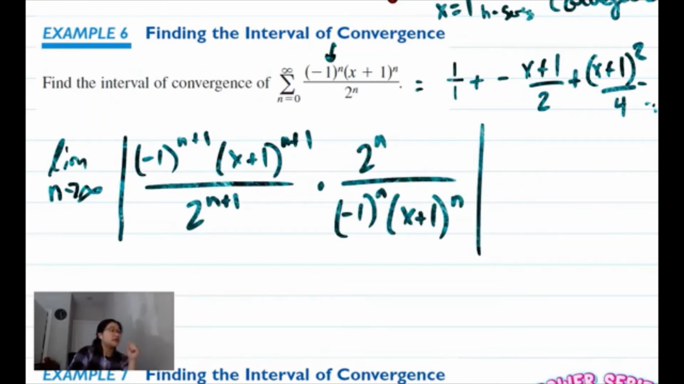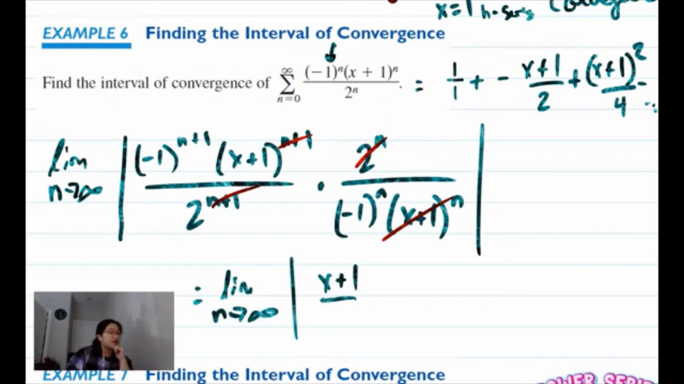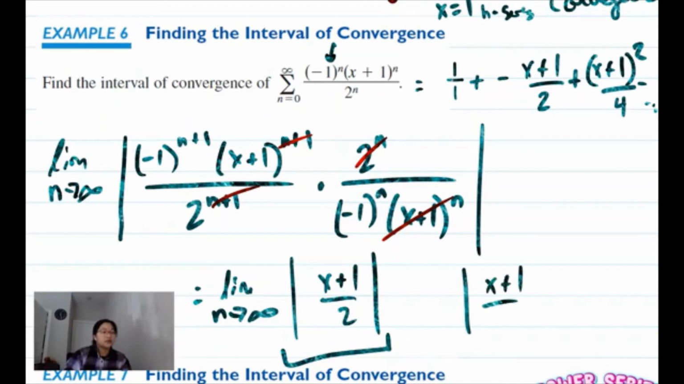And what is happening? Well, those cancel out, those cancel out. And we have the limit as n approaches infinity of the absolute value, so that means all those signs go away, of (x+1) over 2. Now when is that... Oh, that doesn't depend on n anymore, does it? No, not at all. So now we can look at the absolute value of (x+1) over 2. When that is less than 1, then we have convergence.